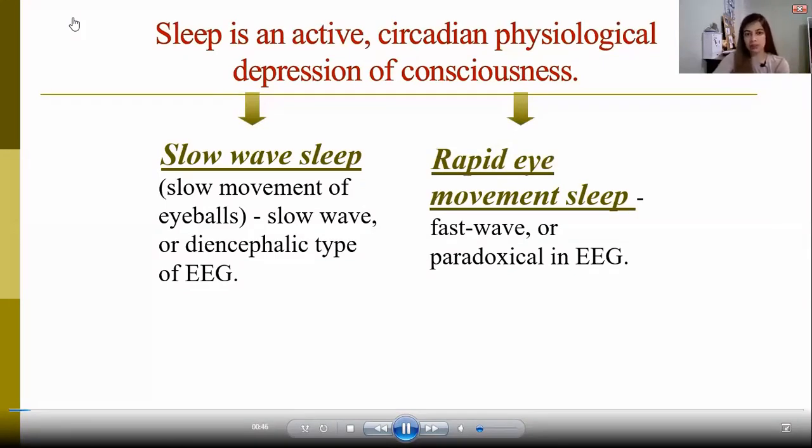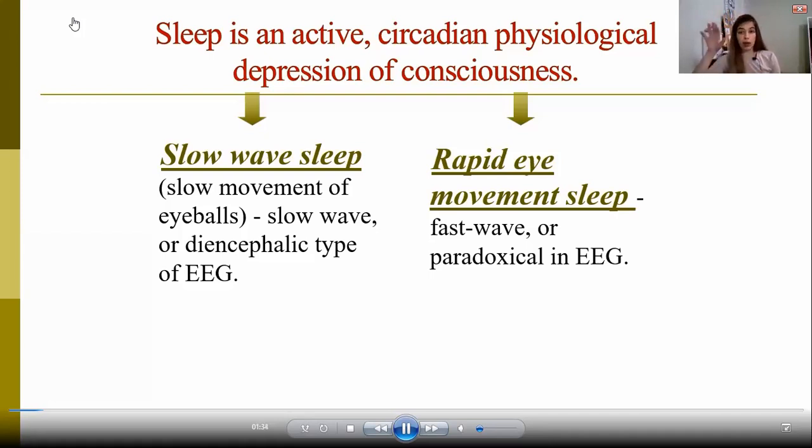In the slow wave sleep, we have slow movement of eyeballs, and it has the slow wave in the EEG, electroencephalogram. In the rapid eye movement sleep, we have the fast waves or paradoxical electroencephalogram. Talking about the use of this information in our everyday life, it can be used for you to know how to sleep well. Because, for example, if you wake up during the slow wave sleep, you feel very bad. And if you wake up during the rapid eye movement sleep, you feel alert and fine.